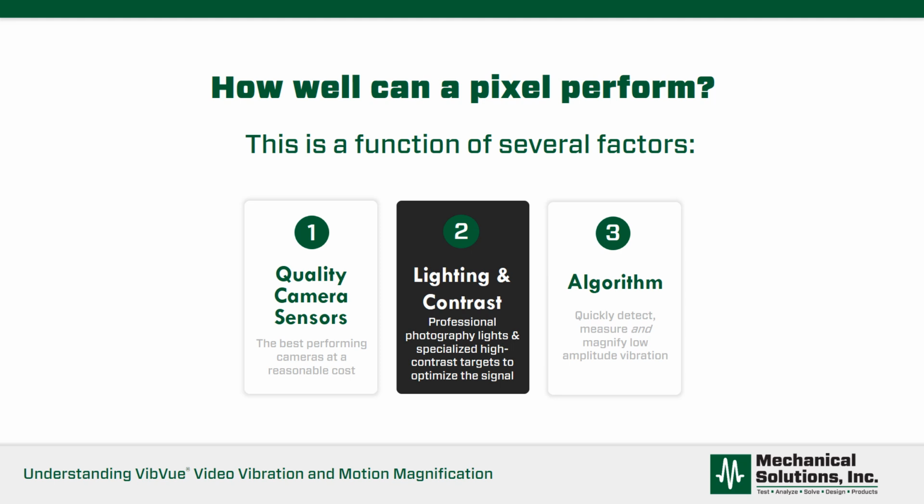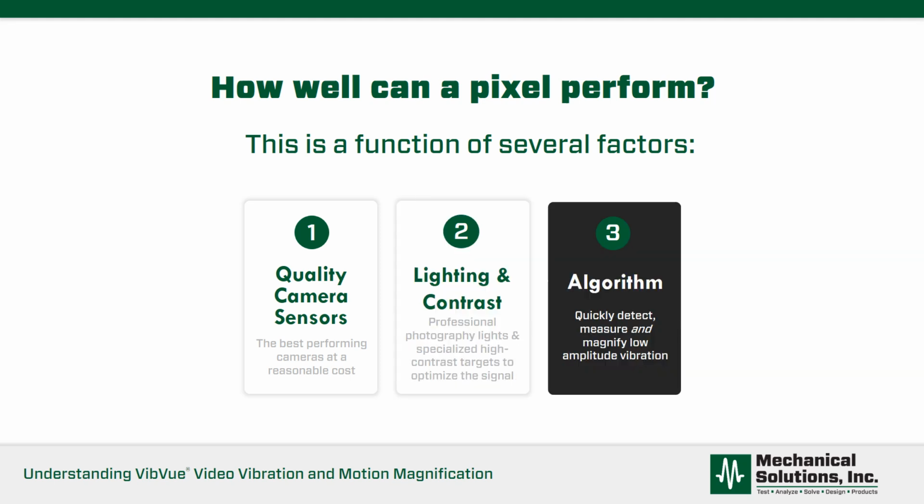2. Lighting and contrast. This is a light-based sensor after all, and you'll need a lot of light to solve problems, especially at higher frequencies. We also like to use specialized high-contrast targets we developed to make the signal even better, which we've included along with the lights in our VibVue packages.